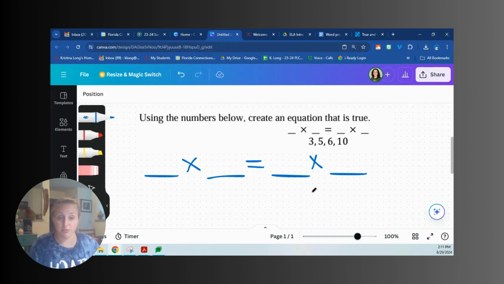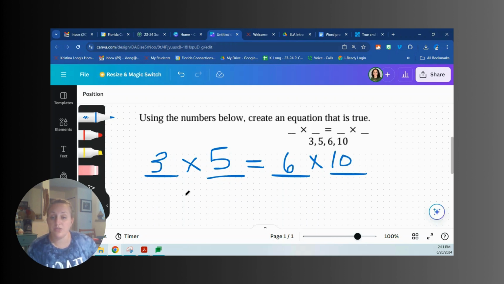Or if you're really good with your multiplication facts, you might have already solved this problem. I'm going to show you the guess and check strategy because it's a really valid strategy that a lot of students are hesitant to use because you feel like, I'm just guessing. Well, yeah, that's okay. All right. So we're going to just try it out. I'm going to write the numbers in the same order that they're written in. 3 times 5 is equal to 6 times 10. All right. Well, I know 3 times 5 is 15, and I know 6 times 10 is 60, and I know that that is not true because 15 is not equal to 60.